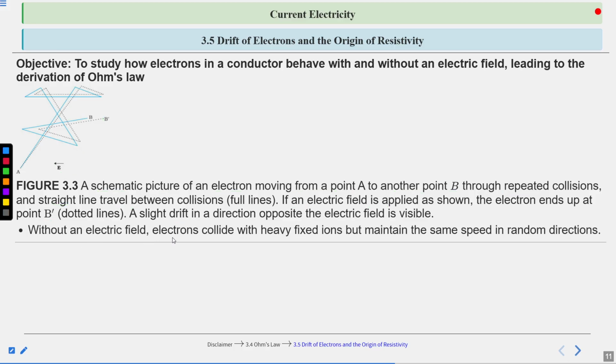Without an electric field, the electrons collide with heavy fixed ions but maintain the same speed in random directions. So if the electric field is absent in the region, the electrons collide with heavy fixed ions but maintain the same speed in random directions. The same number of electrons will move in all directions. Their motion is random in the absence of an electric field, but they maintain the same speed in random directions. Some electrons are moving upward, some downward, some forward, some backward. Their direction is completely random.